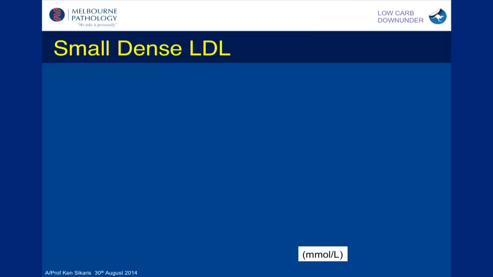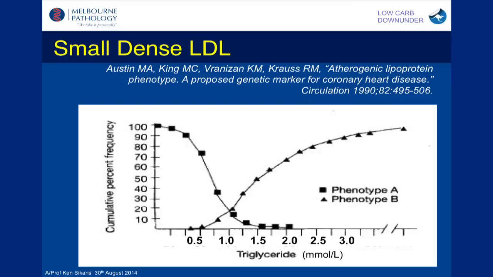So why did I say it was a waste of time measuring it? Because our triglyceride levels tell us whether we're converting the LDL into small dense LDL. If your triglyceride levels are over 1.5 millimole per litre, then most of your LDL is in the small dense form. End of story. If your triglycerides are under 1 millimole per litre, which most LCHF patients have, virtually none of your LDL is in the small dense type B form.